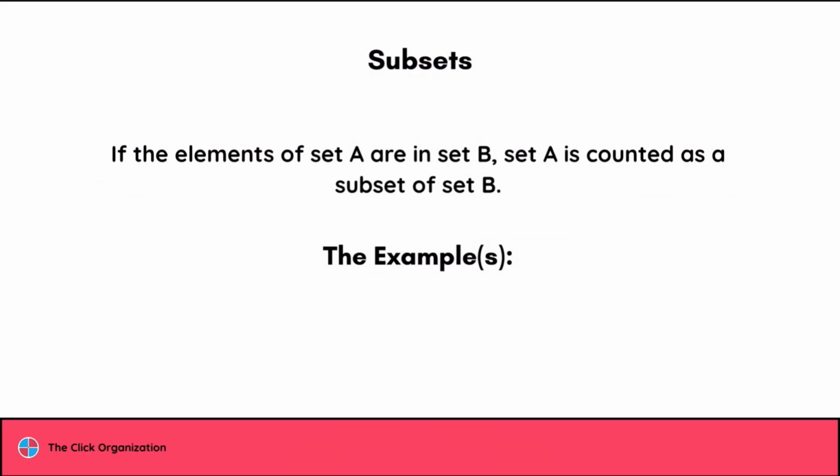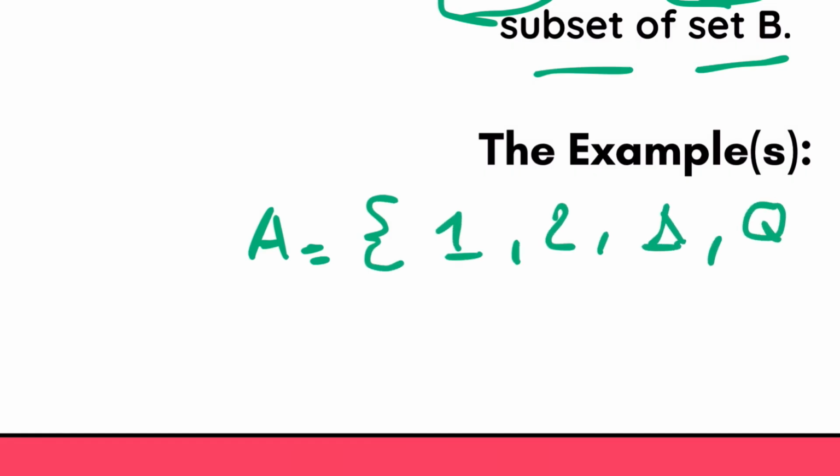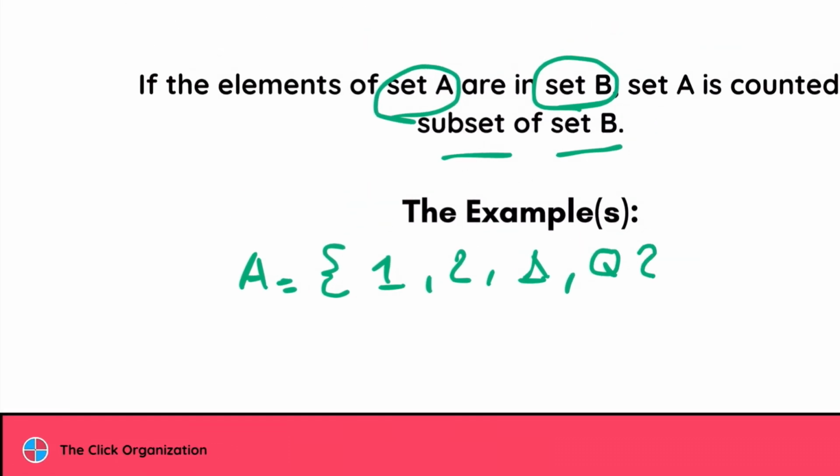If the elements of set A are in set B, A is counted as a subset of set B. For example, I've got A. A contains 1, 2, a triangle, and Q, okay? So it has 4 elements.